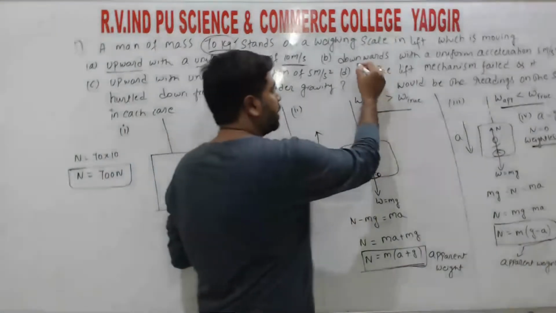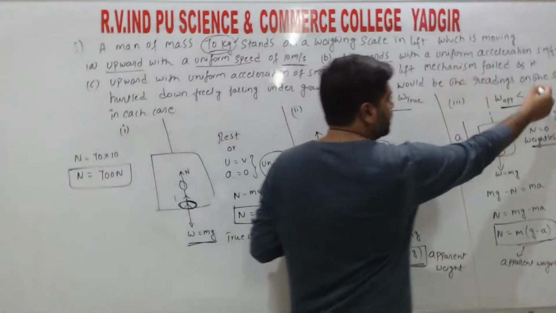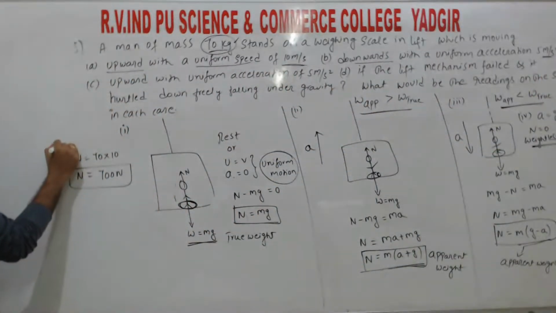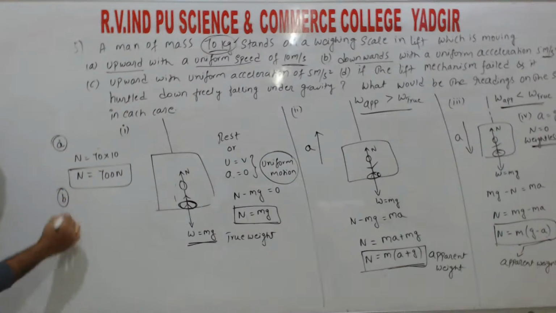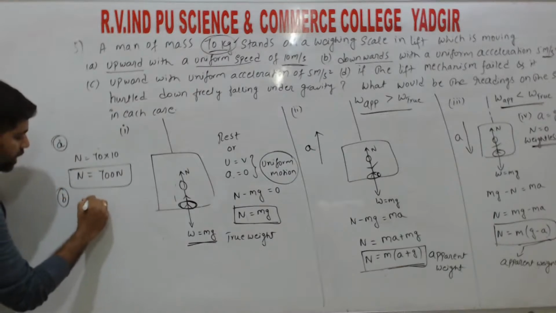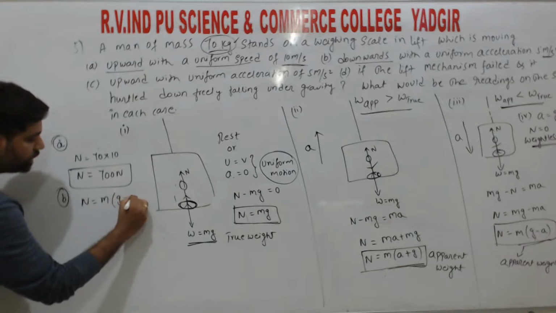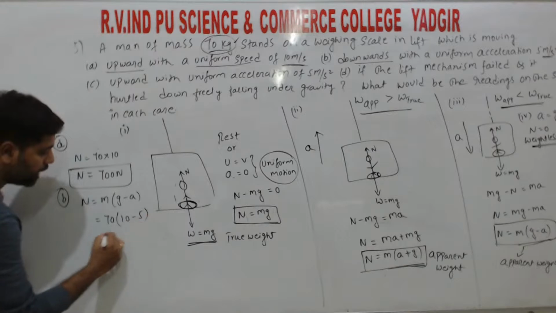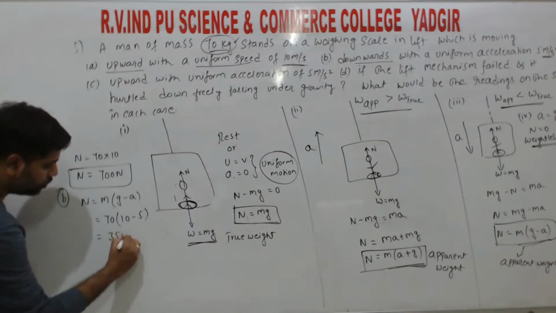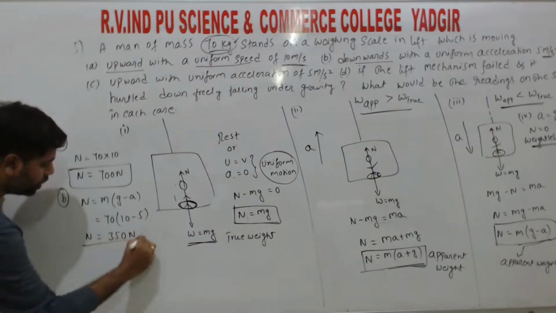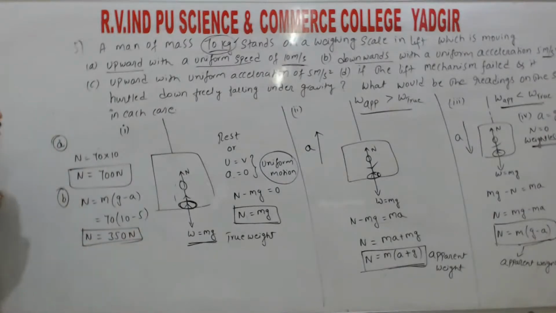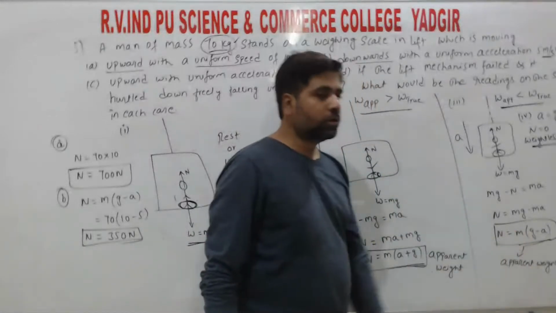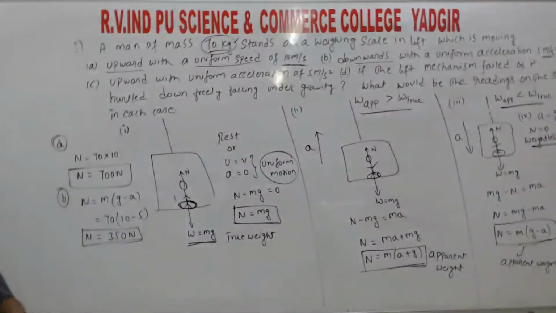So next, second case, downward with a uniform acceleration 5 meter per second square, right? So this is for B. So that is N is equals to m into G minus A. So m is 70, G is 10 minus 5. So we get 350 Newton. Downward we have the formula N is equals to m into G minus A.